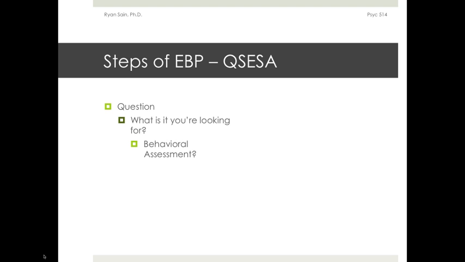Are you doing a behavioral assessment? Are you doing a cognitive assessment? Are you trying to change a behavior? Are you trying to improve math, education, those types of things? What is it that you're after, right? You have to formalize that, and you have to be very specific so you can go out and search and find that info, right? So find what's been done in the area.